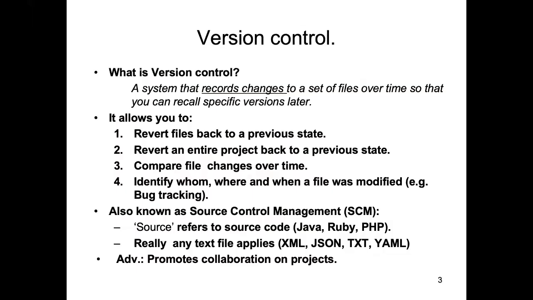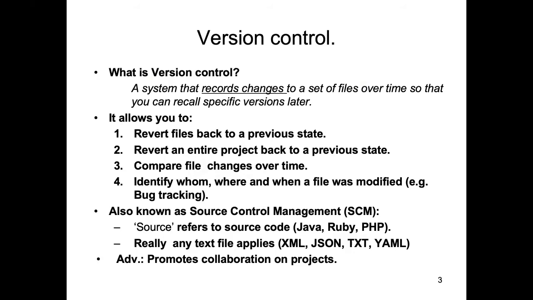So it's always a good place to start with a definition or a question. What exactly is version control? And I'm saying it's a system that records changes to a set of files over time. And it allows you to recall a specific version of a file from some earlier period in a project. So hence the term version control. We're controlling the evolution of a set of files over time.